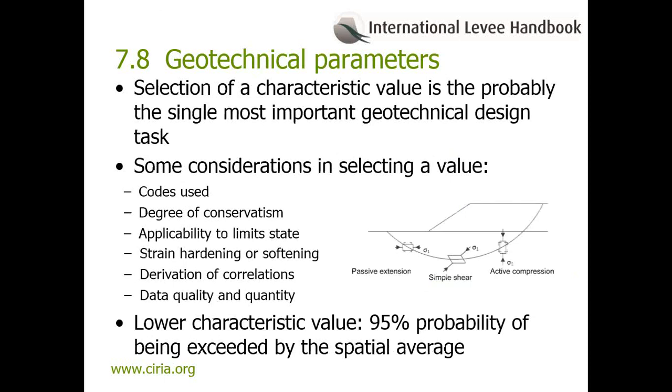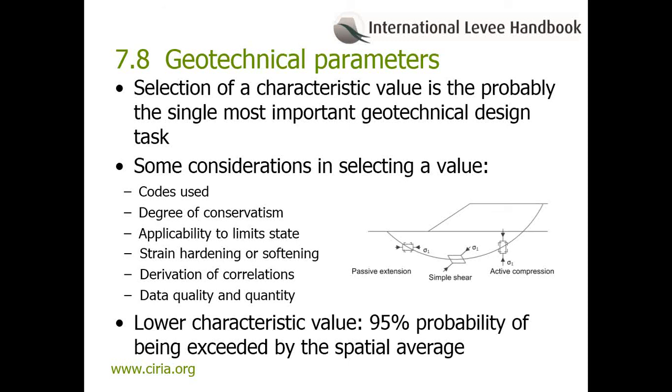Characteristic values. To quote from Bond and Harris in their book on decoding Eurocode, the selection of characteristic values of relevant ground parameters is probably the single most important task that a geotechnical engineer undertakes during design. Although partial factors or other methods of incorporating safety into the design provide a degree of reliability, they cannot compensate for gross errors of judgment in the interpretation of the operational condition of the ground.